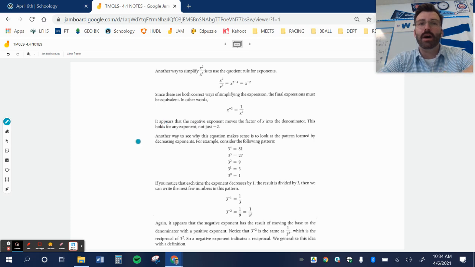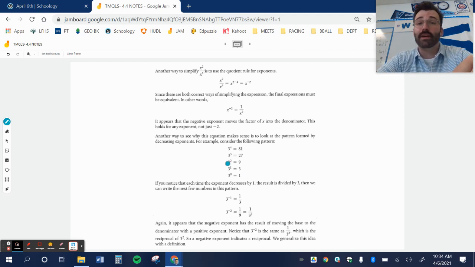But anyway, another way to see why this equation makes sense is to look at the pattern formed by decreasing exponents. If you increase the exponent, the numbers will increase. If I decrease, the numbers will decrease. You notice that each time the exponent decreases by 1, the result is divided by 3, because really what we're doing is 3 to the first power is 3. 3 to the second power is 3 times 3. 3 to the third power is 3 times 3 times 3. So we're always multiplying our result by 3.